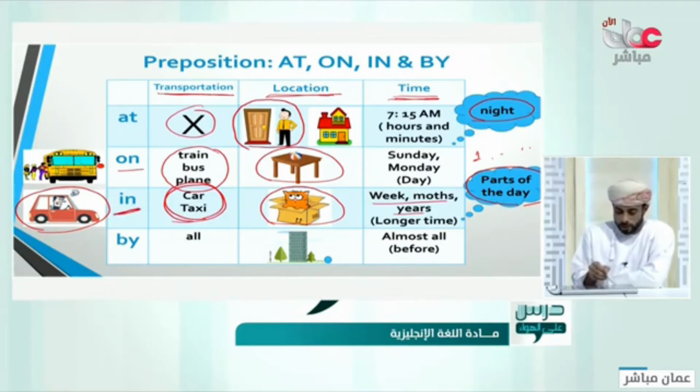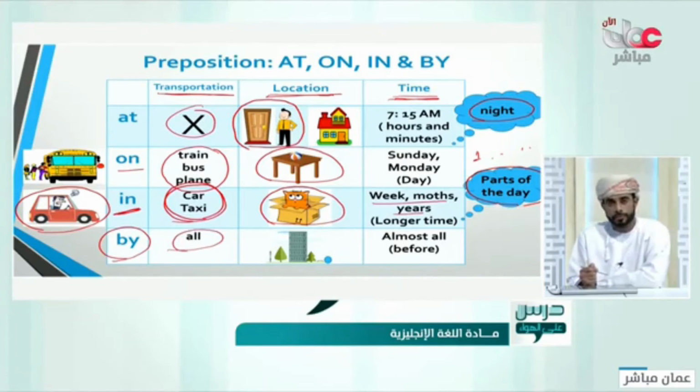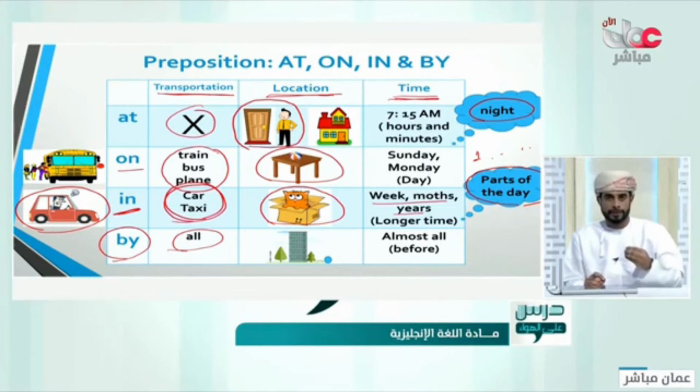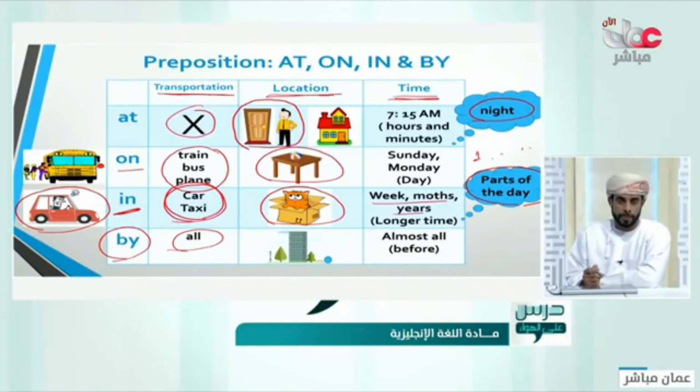Now let's move to the word by, which is the easiest one in here. By is used with all of the transportation means. But it means something else. It means using. So I go to school by bus, by car, by plane, by train, by whatever. It can work with every kind of transportation, but it means using that kind of transportation.